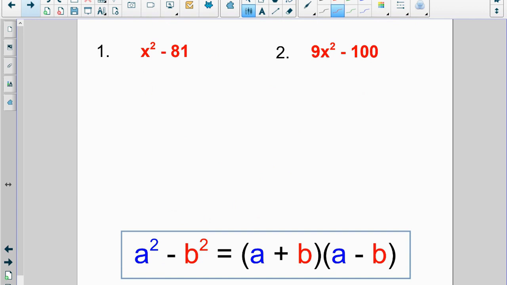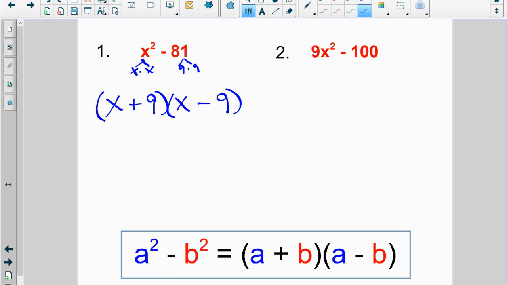So let's look at our example here. X squared minus 81. First of all, is that a difference of perfect squares? Well, I recognize that x times x is x squared. I also recognize that 9 times 9 is 81. And yes, it is a subtraction problem. So if I follow my pattern, I know that one has to be plus, one has to be minus. I do x times x to give me x squared. And I add 9 times 9 to give me 81. Technically, it's 9 times negative 9, and that's how we got the negative 81.